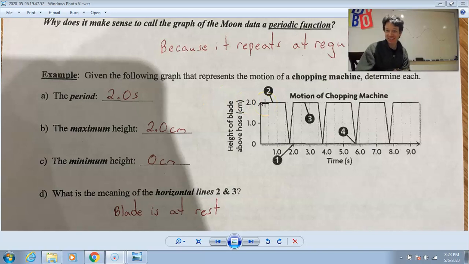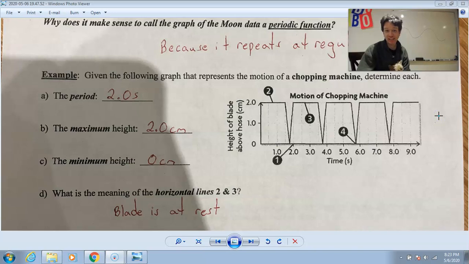Okay, so in this example, we have the motion of a chopping machine. Now our y-axis is the height of the blade above a hose, so 0 to 2 centimeters. And our x-axis is time. Like I said, we use time a lot. And here it's at 2 centimeters, and then it quickly drops and comes back. And then again at 2 centimeters, drops and comes back, and just repeats and repeats. So this is a periodic function because it's repeating at regular intervals. So the question is, what is the period?